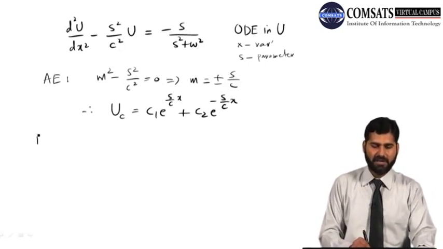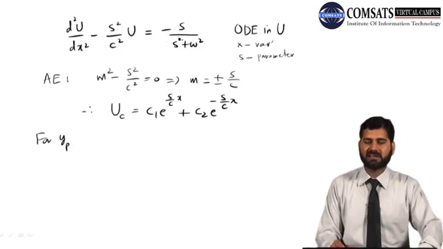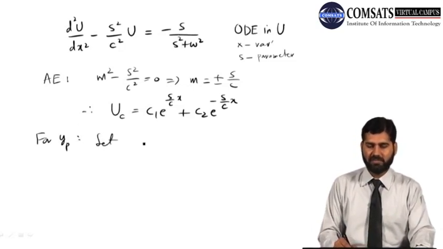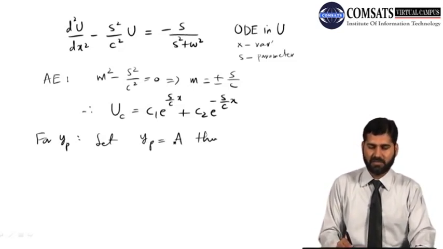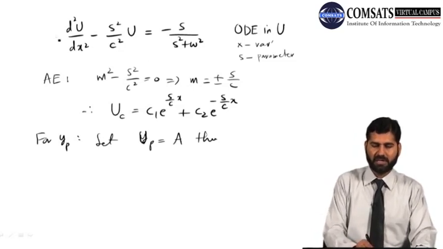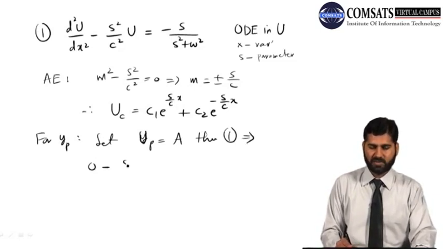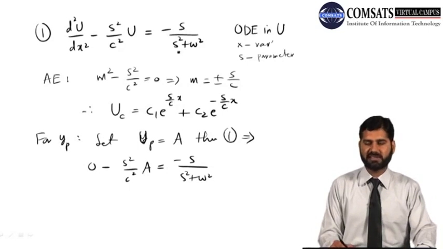All right. And for the particular solution, you can use any method, maybe variation of parameters and so on, because the right hand side is not 0. But it's a constant, the right hand side is a constant with respect to x. So for U_p, let U_p be a constant a. Then this equation 1 becomes 0 minus s squared by c squared a is equal to minus s over s squared plus omega squared. Because you see there is no x, that's why we are treating this as constant.